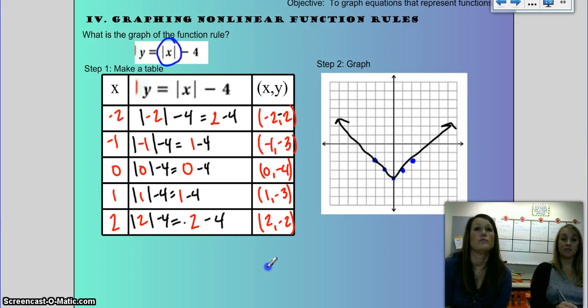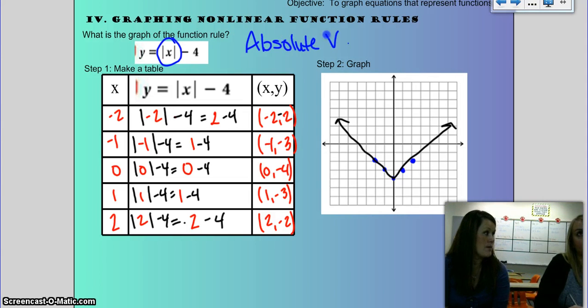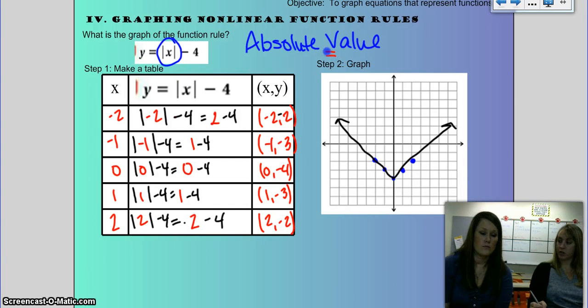So this is absolute value. One thing you want to remember is if you have absolute value, it's going to make a V. So the V tells you what it's going to be. Absolute value, V. It's going to make a V graph. Cool. Okay, let's do it again.